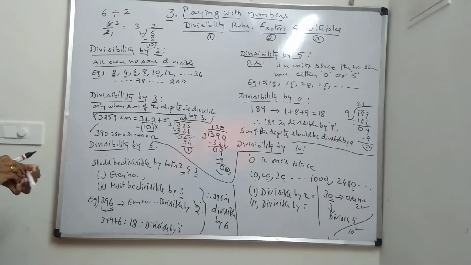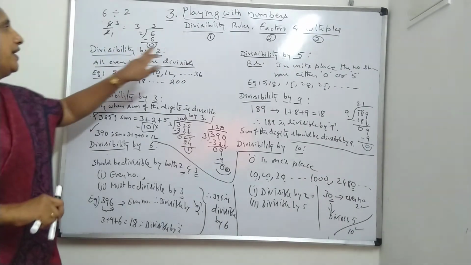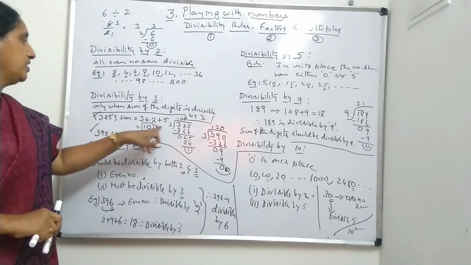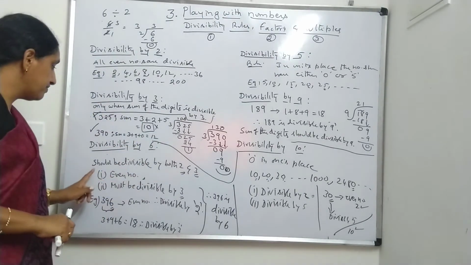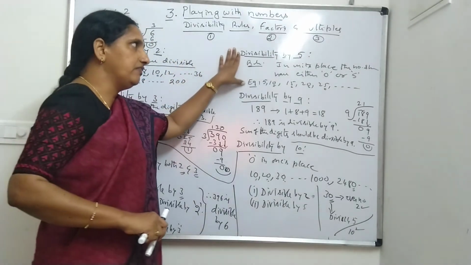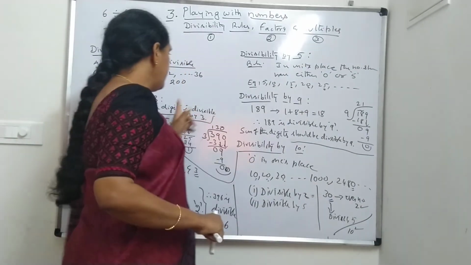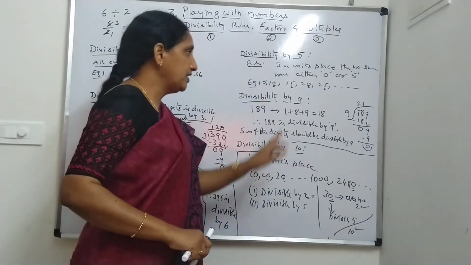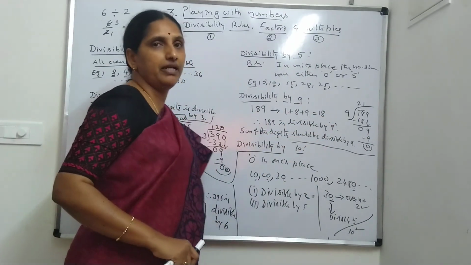Okay. So, these are the divisibility rules. Which divisibility rules have we seen? Divisibility by 2: even numbers. Divisibility by 3: the sum of the digits must be divisible by 3. Divisibility by 6: both divisibility by 2 and 3 must be satisfied. Divisibility by 5: 0 or 5 should be in the units place. Divisibility by 9: similar to divisibility by 3. The sum of the digits must be divisible by 9. Yes, here 18 is divisible by 9. Therefore, 189 is divisible by 9.